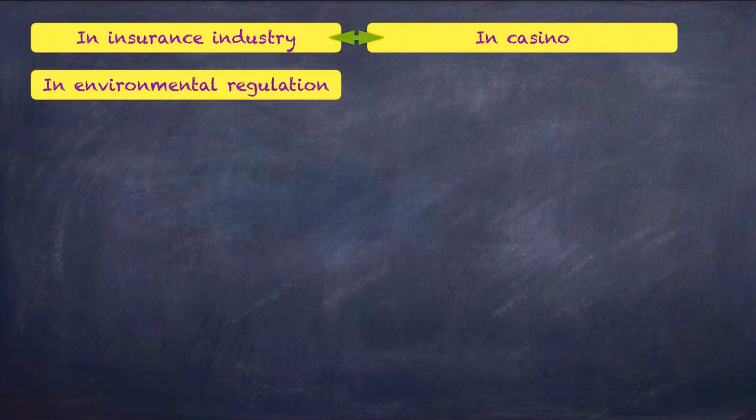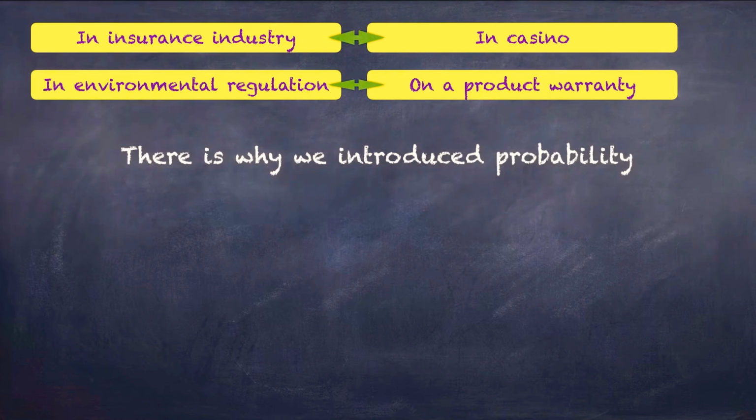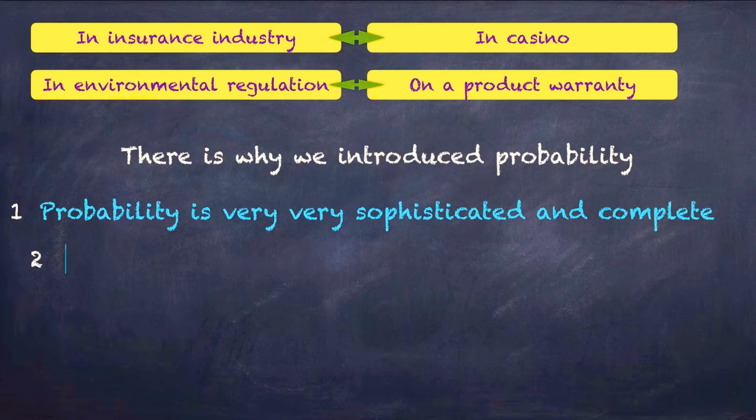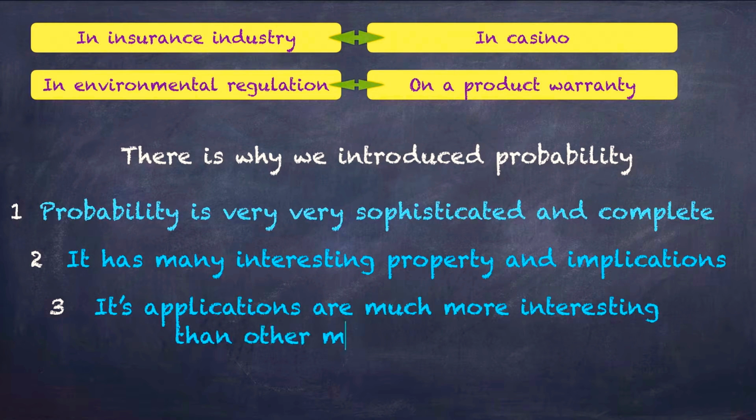In everyday life, we use probability in the insurance industry, in casinos, in environmental regulation, or on a product warranty. A few interesting things about probability: it is very sophisticated and complete. It has many interesting properties and implications. Its applications are much more interesting than other mathematical tools.